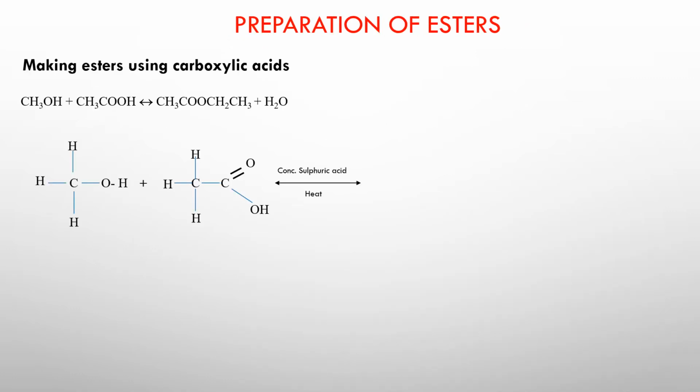Okay, so now let's move on and see how esters can be prepared in the lab by the use of carboxylic acids. When carboxylic acid reacts with the alcohol in a reversible reaction, the products are ester plus water. This reaction requires concentrated sulfuric acid as a catalyst, which is also acting as a dehydrating agent. So the alcohol is going to lose the hydrogen atom, while the acid is going to lose the OH group.